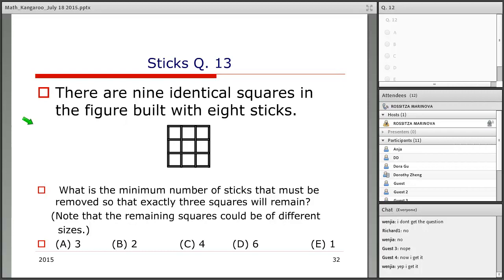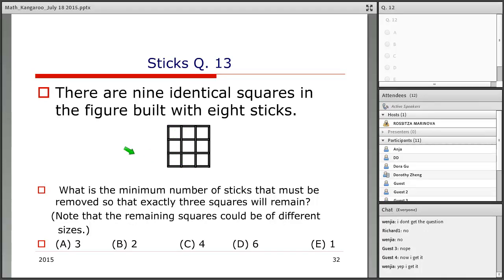There are 9 identical squares in the figure built with 8 sticks. Now you see over here, there are 8 sticks. This is the first stick, the second. So this whole is a stick over here. If you see my arrow, that's a stick. You have 8 sticks over here.